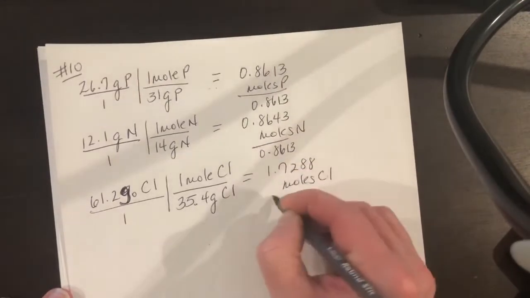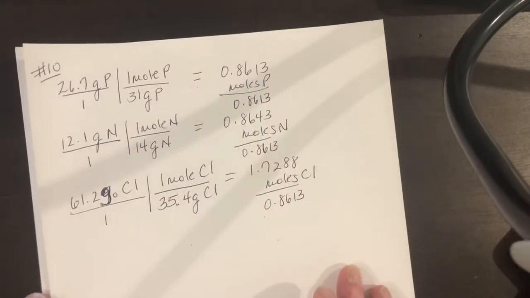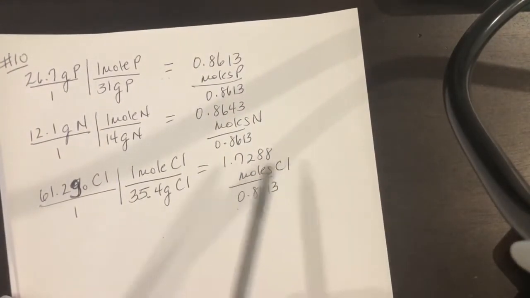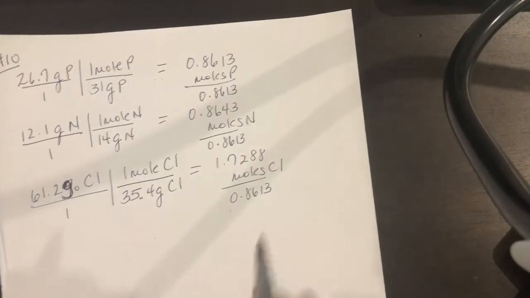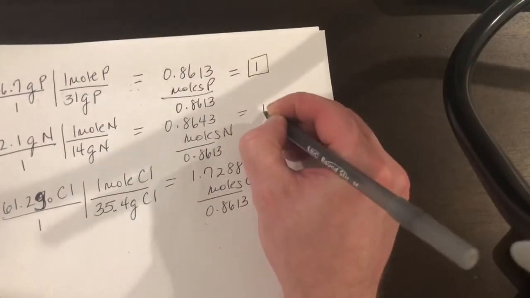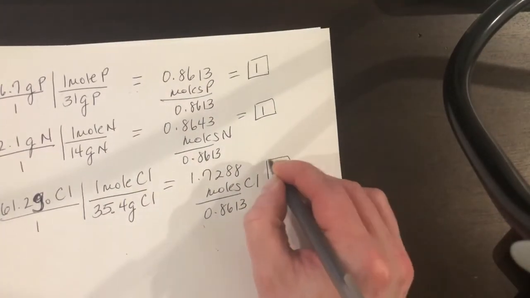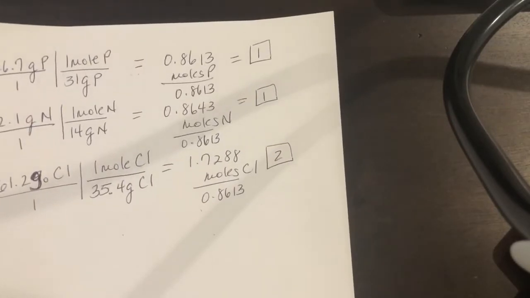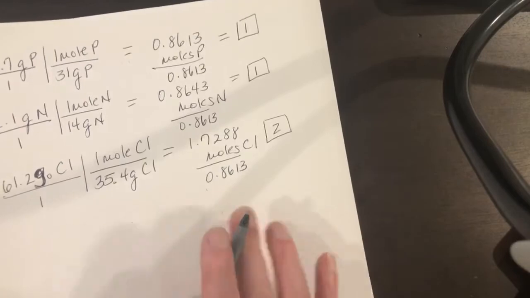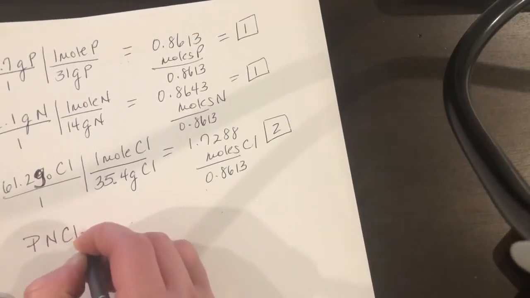0.8613, and 0.8613. So for this reason, this is why we did the 35.4, so it would come out a little bit better. So we should get 1, 1, and 2, like that. Now, it gives us a molecular weight of 580, so our empirical formula is going to be PNCl2.